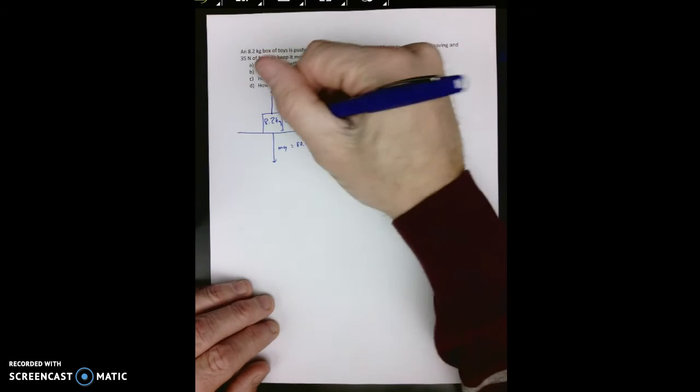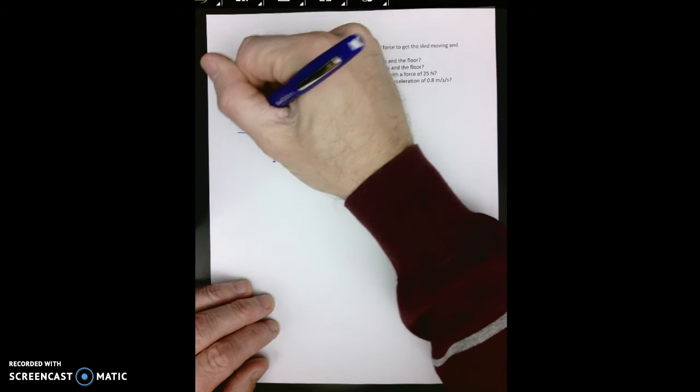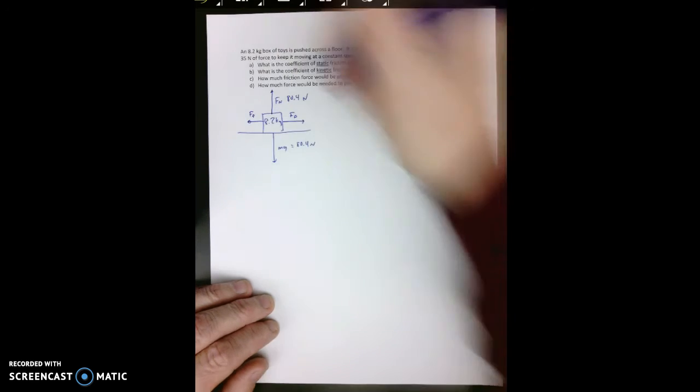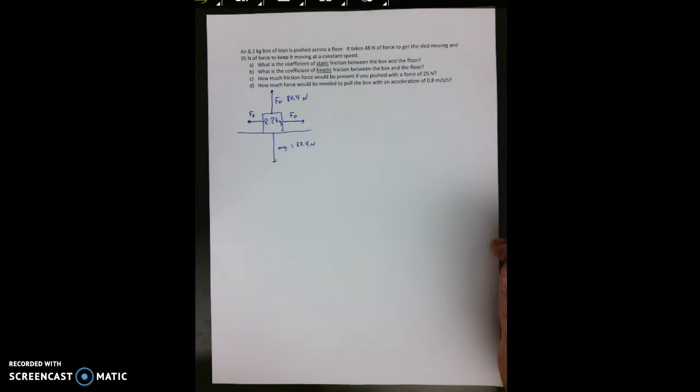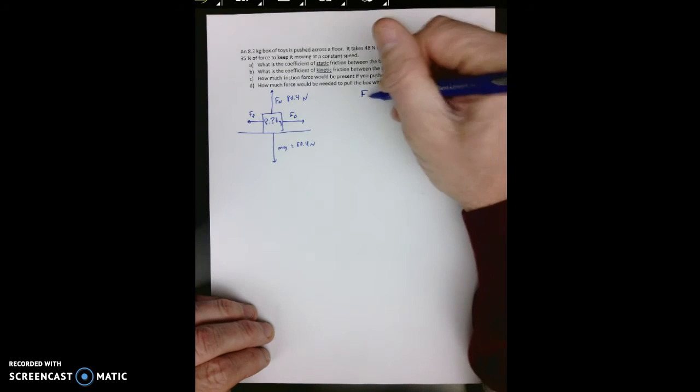So I apply a force, which I'll just call a pushing force, and opposing that is friction. I'm not sure what the exact relative amounts are, but I'll draw them as reasonably similar. So I look at what I'm given here. It takes 48 newtons of force to get the sled moving, which means that is how much force I need to overcome in order to get the object moving. And if it's just getting it moving, then I can assume a very small acceleration.